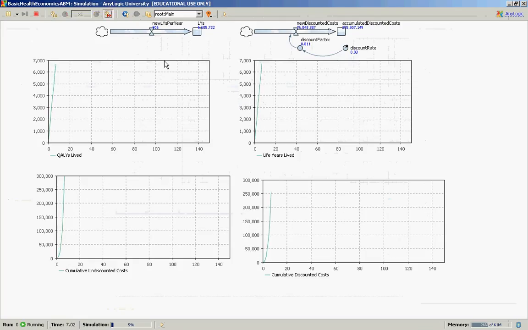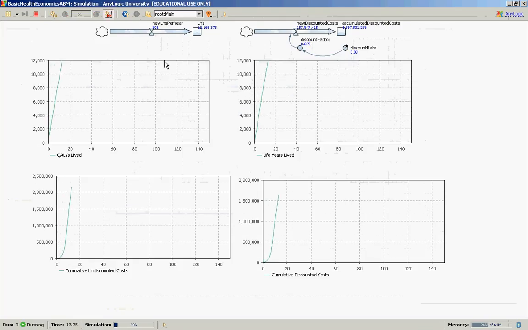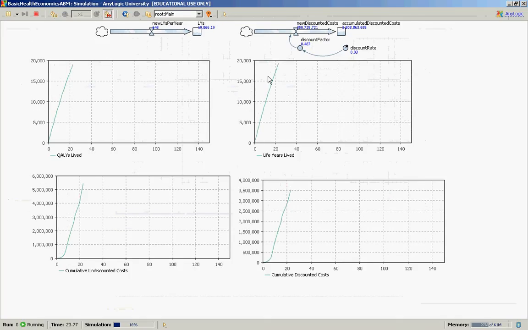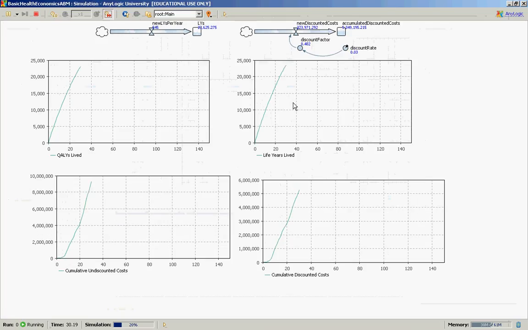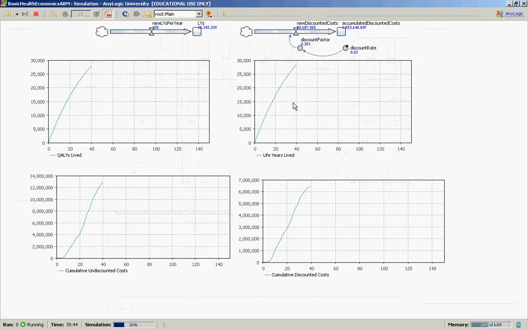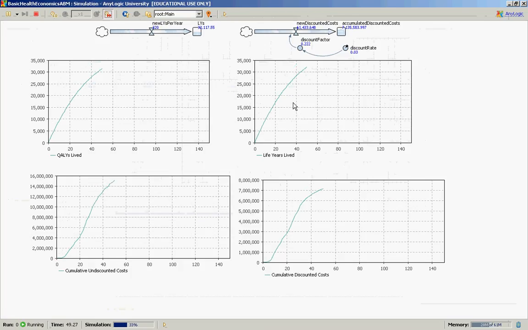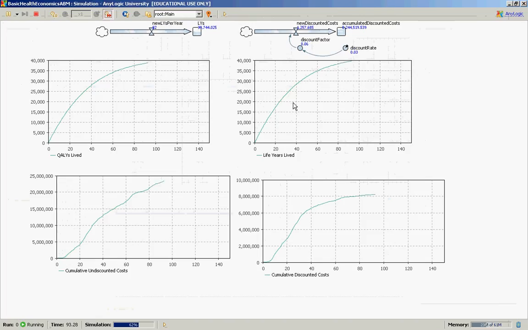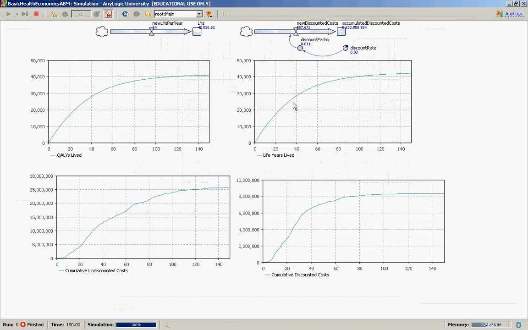They're going to be growing quickly, though. So we have a population. Number of life years lived is rising, but plateauing. Unfortunately, the costs continue to rise because of diseases of aging, in this case diabetes and end-stage renal disease. So here we go. Discounted costs are quite a bit lower, $8 million compared to $25 million here. And here we have the life years lived and quality adjusted life years lived.